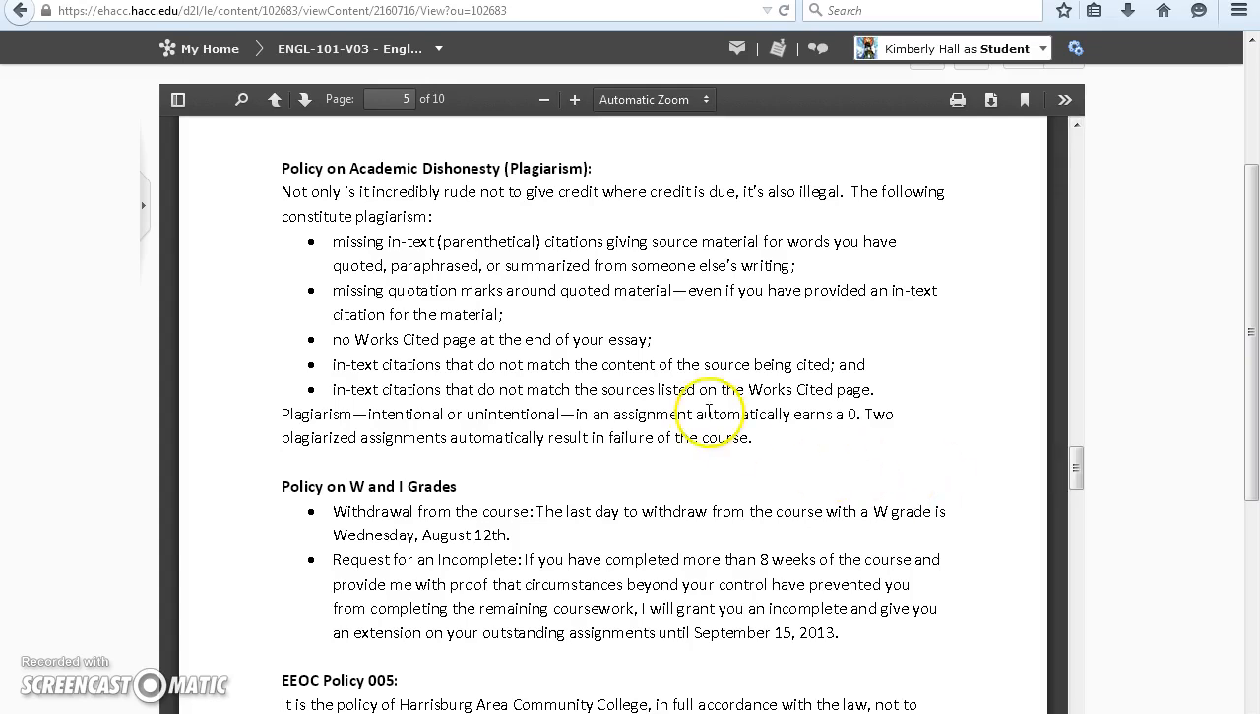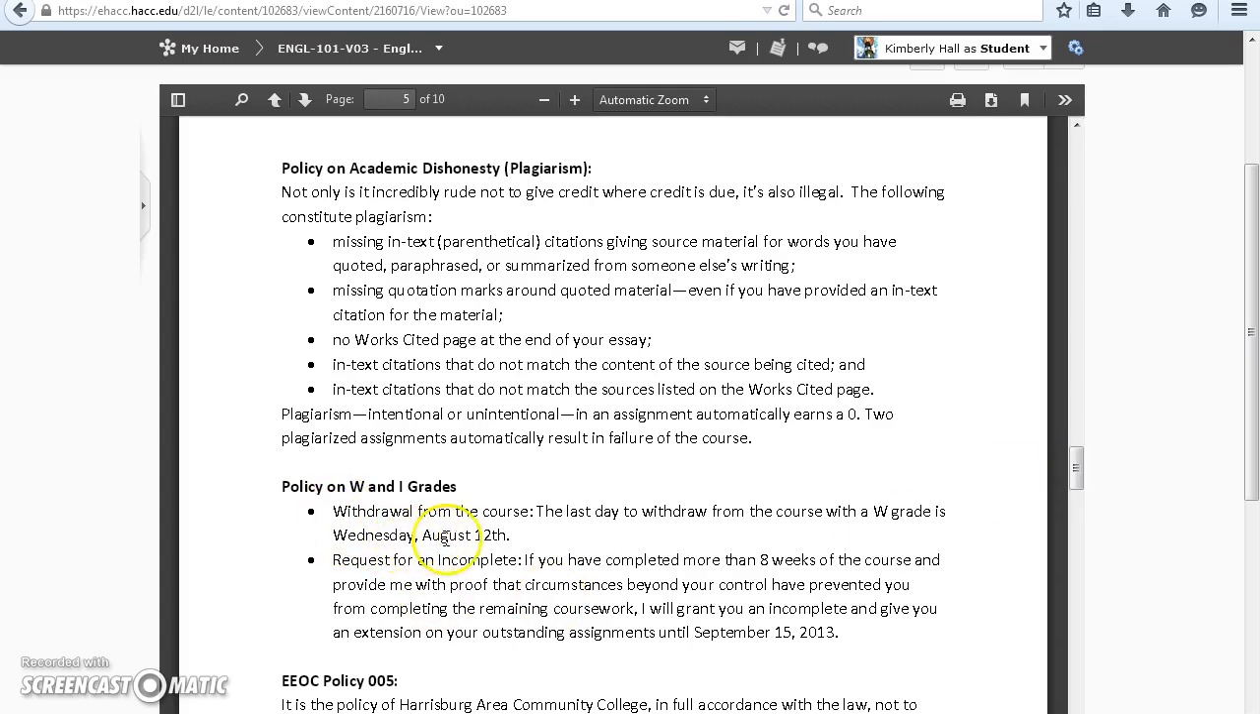The policy on academic dishonesty or plagiarism: we've been talking about plagiarism a lot in this past week. The penalty for plagiarism, whether it's intentional or unintentional, and yes, actually I usually can tell the difference, is that the offending assignment automatically earns a 0. If you plagiarize on 2 assignments, then you fail the course. Here are the things that constitute plagiarism in this class, and we talked about them a lot in the discussion this past week, so I'll let you just read over those.